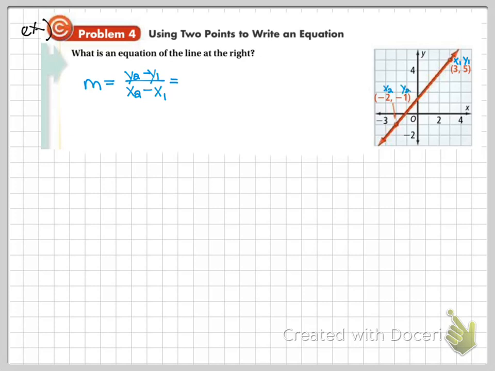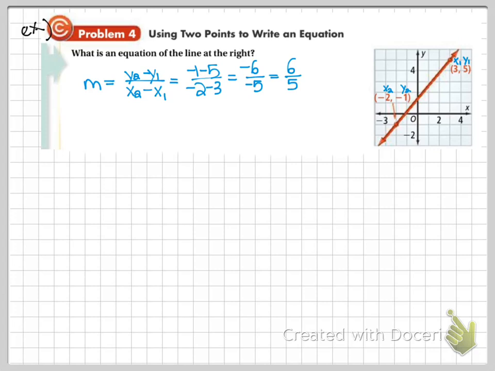And you do not have to label these. I'm doing it just in case you need it. So that would be y2, which is -1, minus our y1, which is 5, over our x2, which is -2, minus 3. So that would be -6 over -5, which would be positive 6 over 5. So that would be the slope of this line.